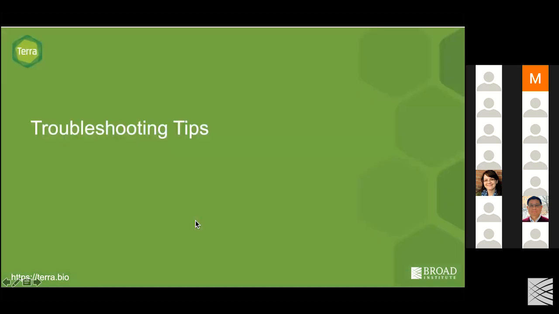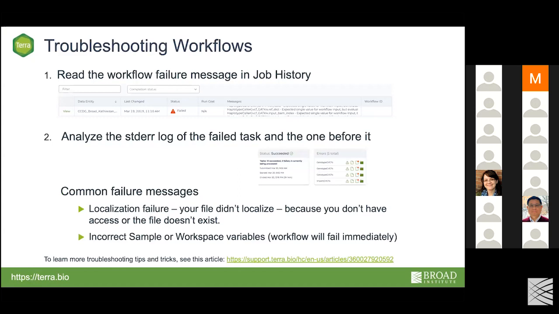Okay, and lastly, I just want to go over a few troubleshooting tips. So there's basically two things you can do to troubleshoot workflows when you find that your workflow has failed. If you check your job history, the first thing you can do is check failure messages that result next to that failed status. I'll go a little bit more into that in a moment. And you can also analyze the standard error logs of failed tasks. And we recommend doing both the failed task and the one before it.